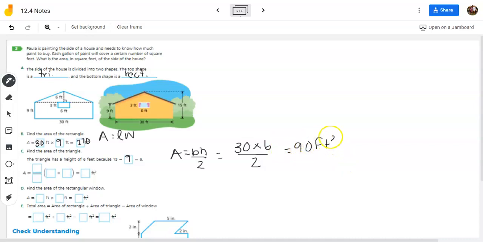Now, they're also having us find the area of the rectangular window. We need to find that so we can subtract it because we're not going to paint our window. And our window is 3 times 6, which is 18. So first, to find the area of the whole side of the house, I'm going to do 270 plus 90. And then I'm going to subtract the window because we're not painting the window. Well, I'm not. I hope you don't either. When I put this in my calculator, I get 342.